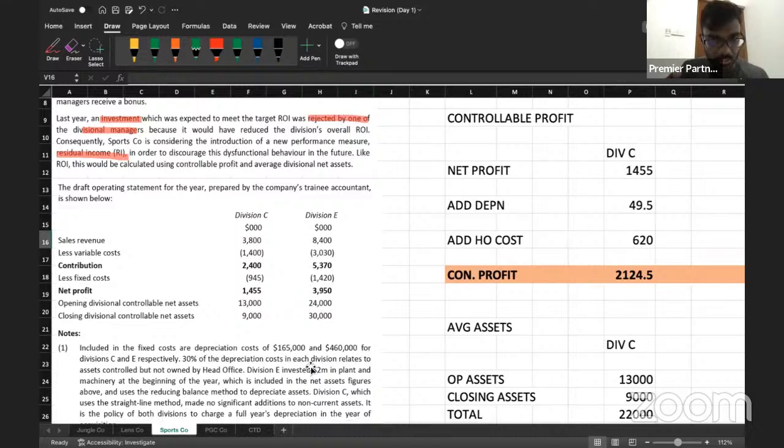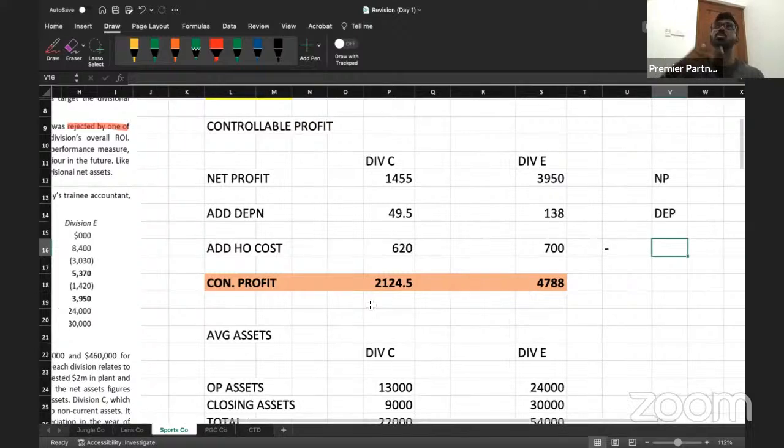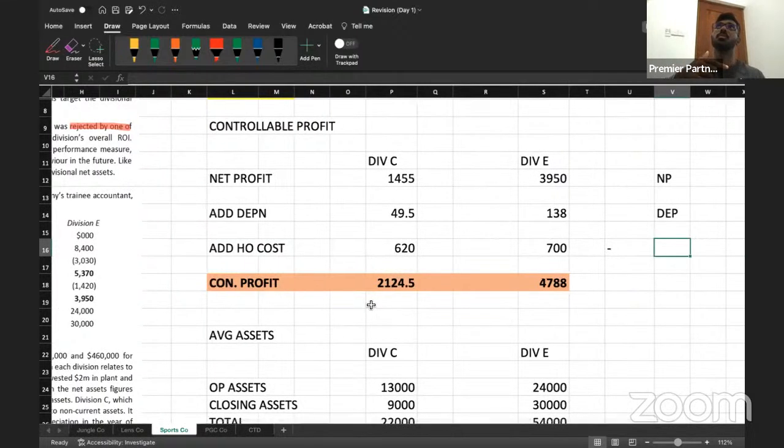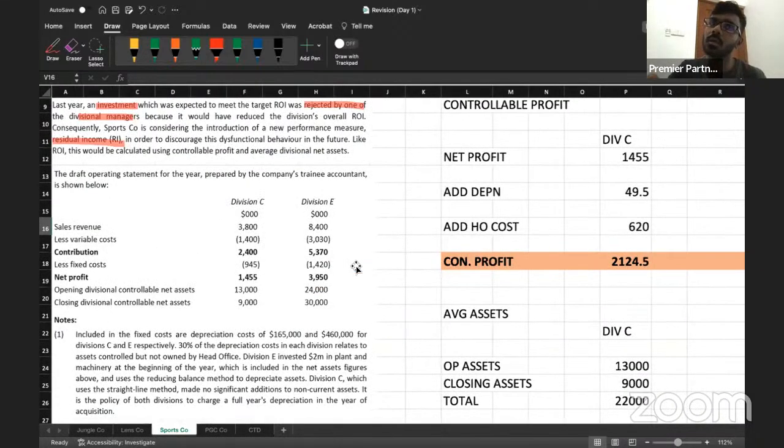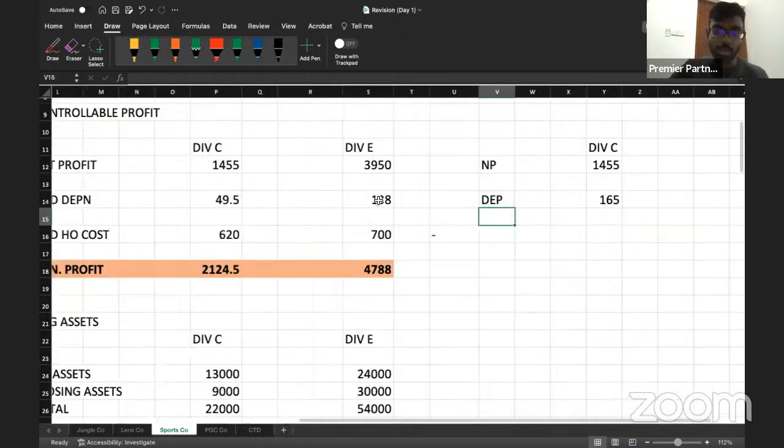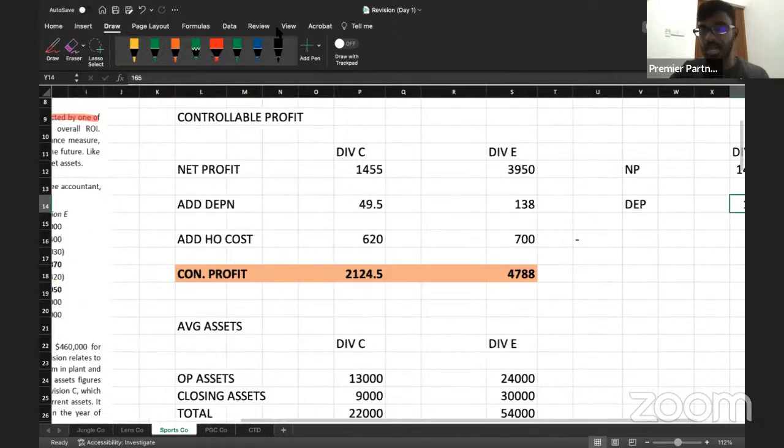Depreciation cost in each division relates to assets controlled but not owned. Assets not controlled by, oh my God, people. Assets controlled by the head office. Man, this question is so confusing. This statement is very confusing. Assets controlled by the head office. 30% of depreciation is not relevant to you, people. 70% is what is relevant. So you need to add back only 30%. That's what I'm showing here.